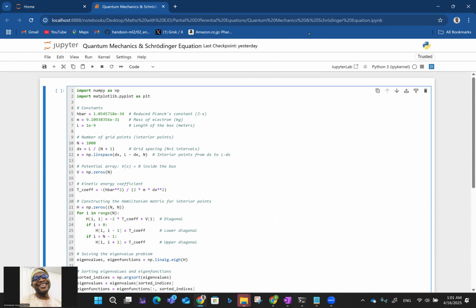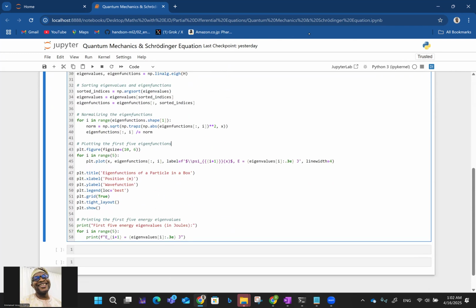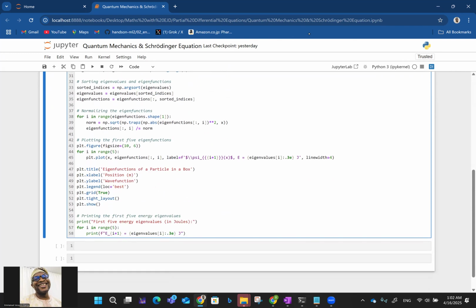Then the length of the box is like 1 micrometer. Then n is the number of grid points, 1,000. Then dx, the grid spacing, is L, the length of the box, divided by n plus 1. Then we have interior points from dx to L minus dx, as defined in line 12. Then the kinetic energy coefficient is defined as minus h bar squared over 2m dx squared. And all that. You can see this on Facebook as you check later. Sadly, I'm not able to put it on YouTube because of some restrictions.